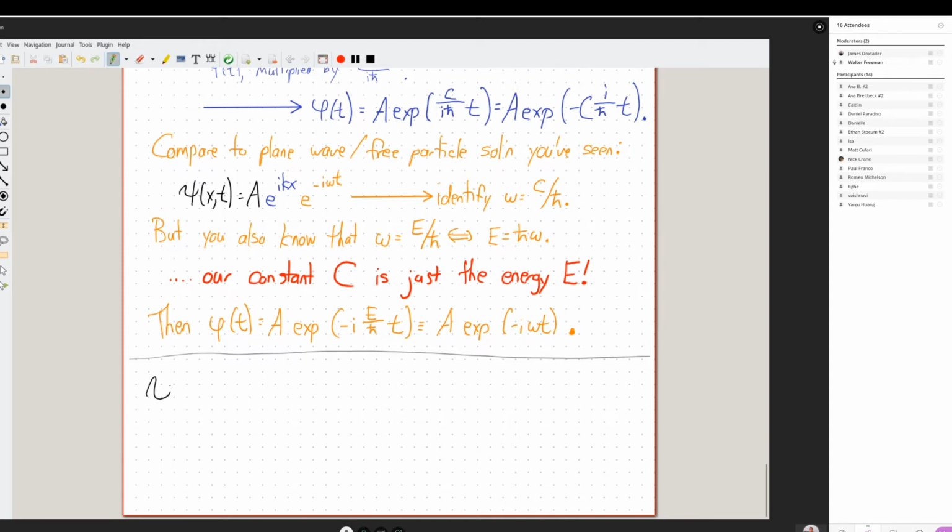So where we are now is that this was, remember, the product of a spatial part with now the time part that we understand.